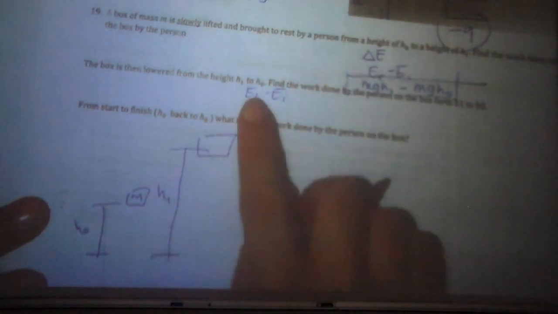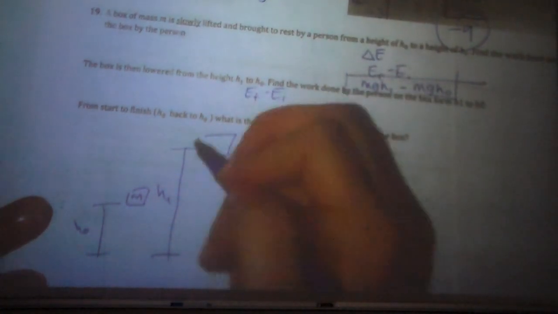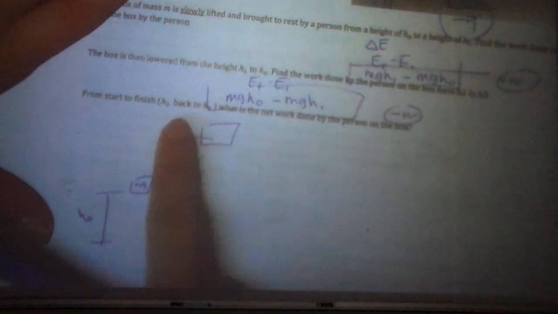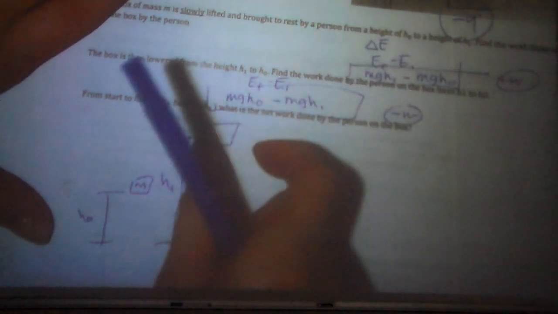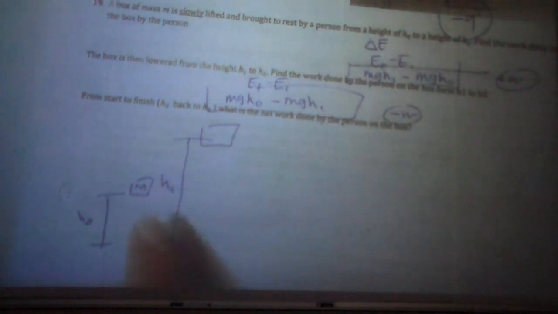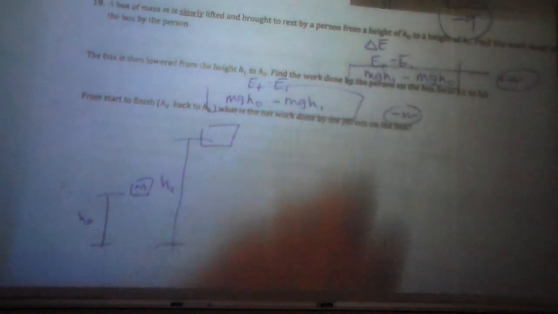Now it's lowered. So now still final minus initial, but now my initial is the h1. So if I do this one minus this one, see how this is going to be negative work done, whereas this one was positive work? Going up, it gained energy. Here, if I do this minus this, that's smaller, so I'll get negative, which makes sense because you were lowered. You were decreasing the energy, or you can think about it as the force is up and the displacement is down.